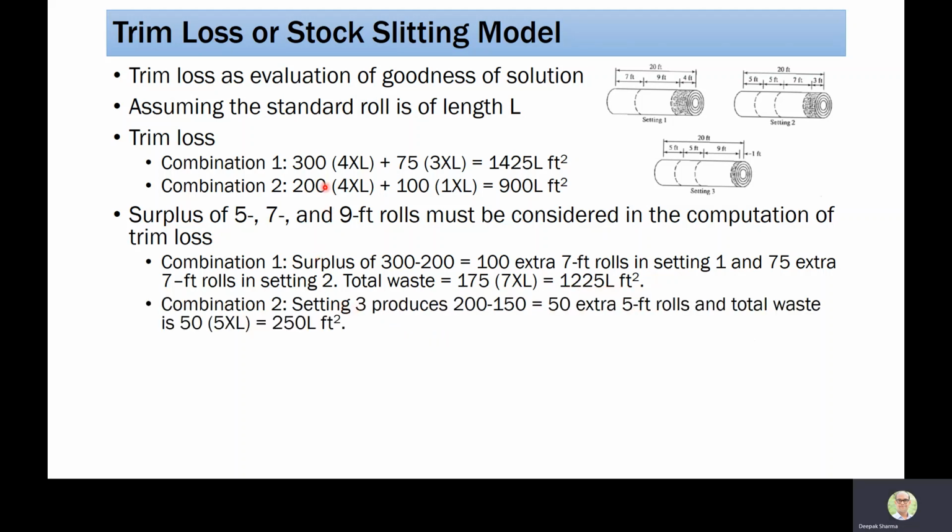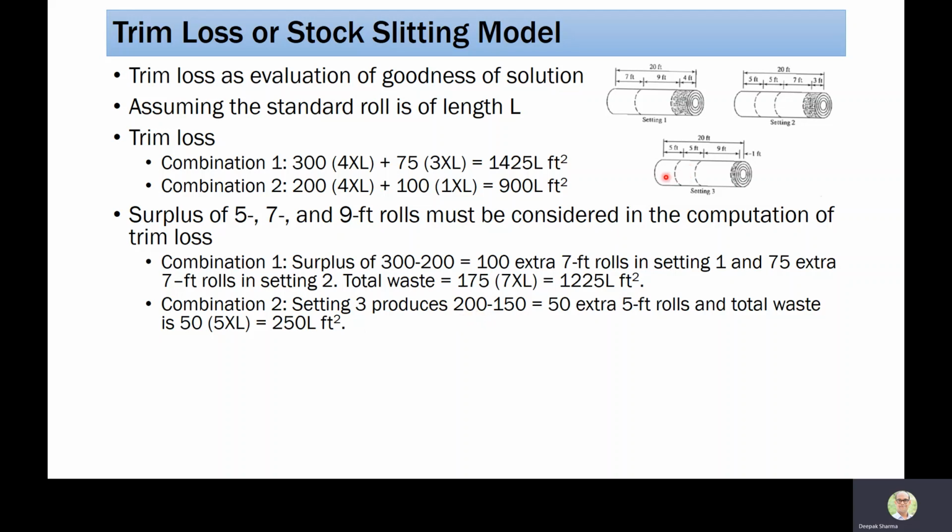Let us take the second combination. Now in the second combination, if we look at it, setting number 3 produces extra 5 feet rolls. How much? The demand was 150. We are making 200. So 200 minus 150 is 50. And total waste is 50 into 5L. Now why is it 100?